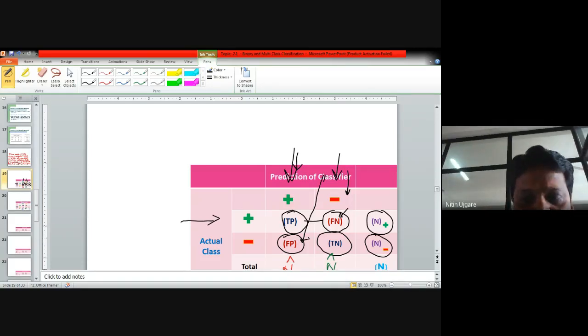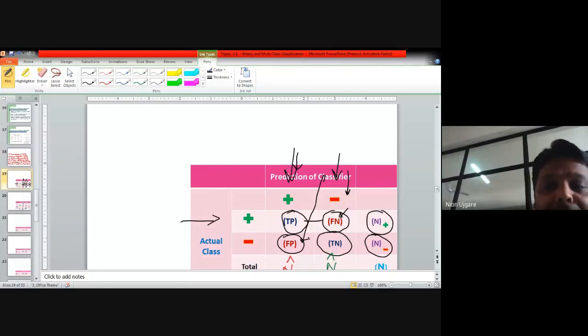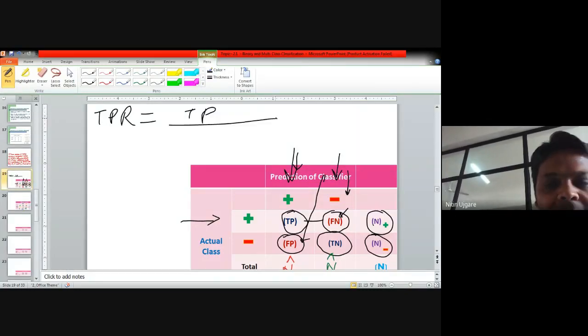Well, now we will find the formulas for these different terminologies, or these different measures of the confusion matrix. The first measure is the TPR. The formula for the TPR is calculated as the total number of true positive instances divided by false negative plus true positive.